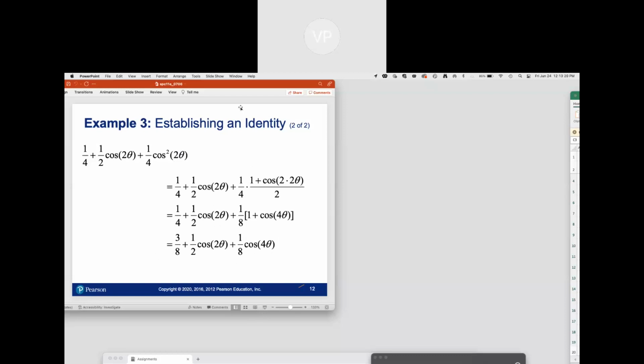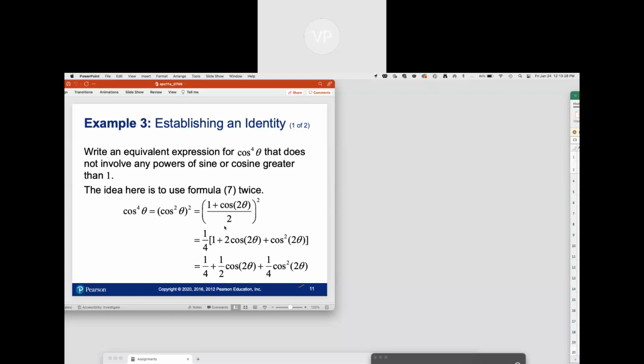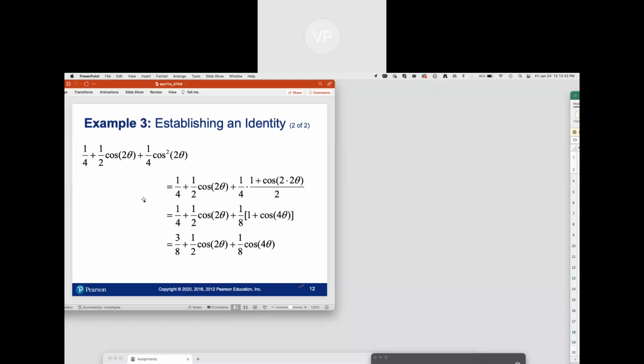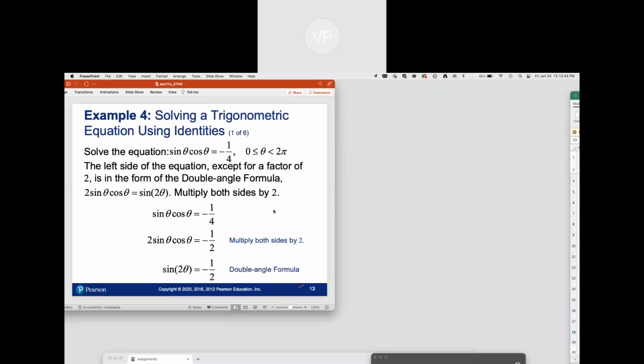Okay? It wasn't exactly establishing an identity. It wasn't proving an identity. It was kind of creating a new one ourselves. Okay? So cosine square can be replaced with this in the future. Not that you would have this, but now anytime you see cosine 4th, it would become all this big pile right here. All right. Any questions on that example? And again, like always, we're going to get these in the homework problems, so hopefully that'll be a little more clear.